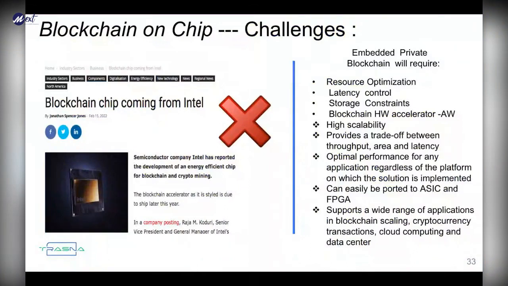But the question is, as I mentioned, the buzzword blockchain on chip. What are the challenges? There was a mission from Intel. You can see on the left hand screen. Sure, I've just completed. So the blockchain chip coming from Intel is not the solution. The solution is here. You can have resource optimization, latency control, and storage constraints, and most of the things which I am mentioning here can be embedded with the private blockchain. What Intel is bringing is a public blockchain, which we are not interested in. We are interested in the private blockchain, so that it can be specified for the use cases.